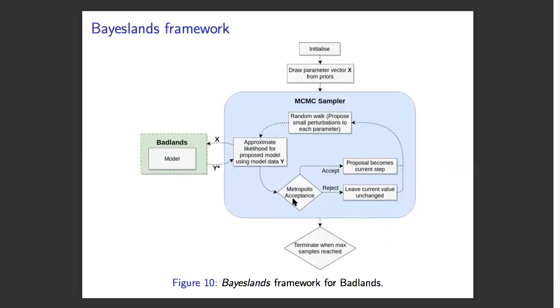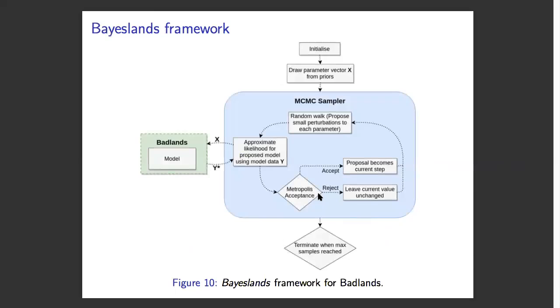Accept or reject basically means, if the likelihood was good, and a good likelihood means the difference is smaller, going towards a positive number, that the simulated topography is very close to the actual one. So that's considered a good likelihood.